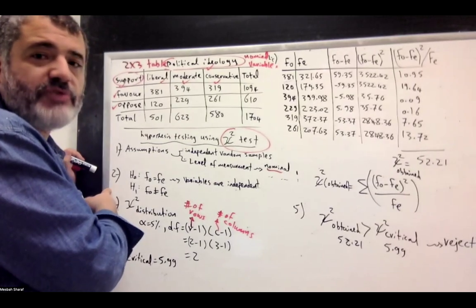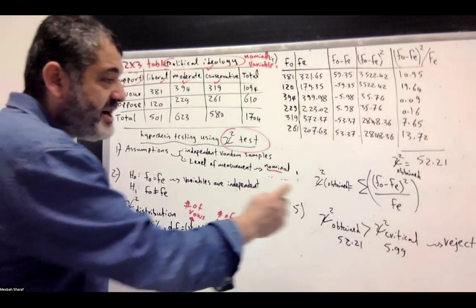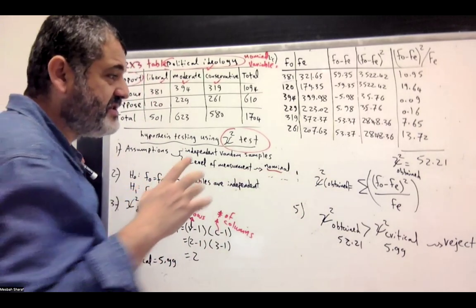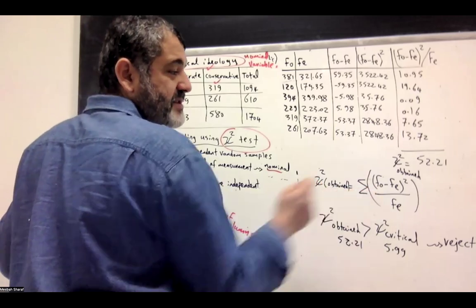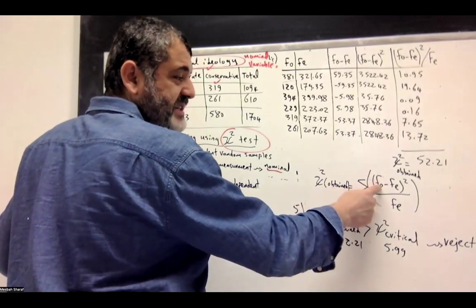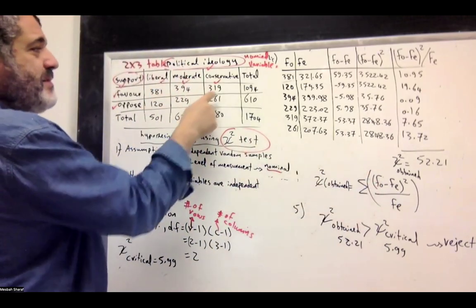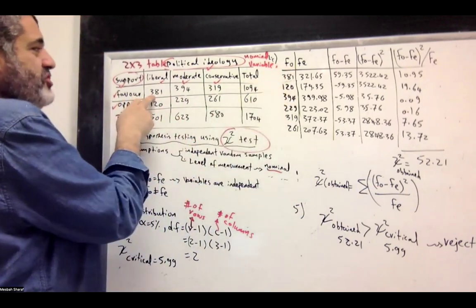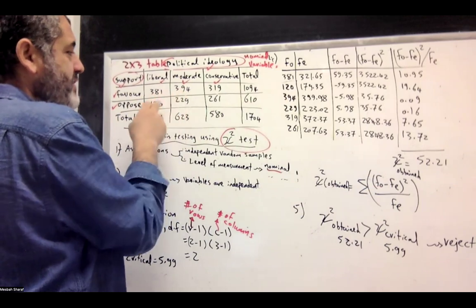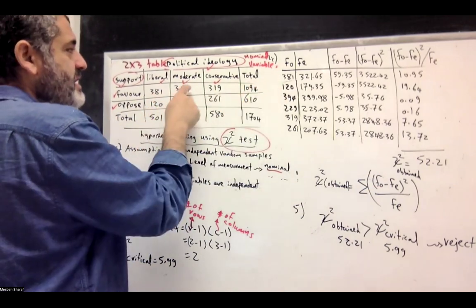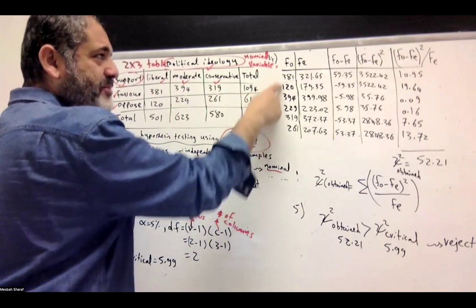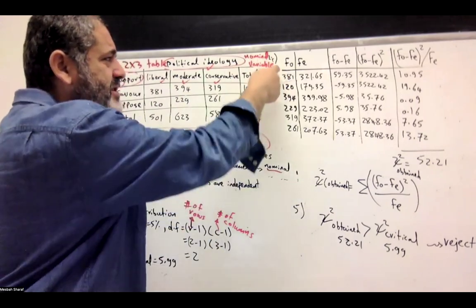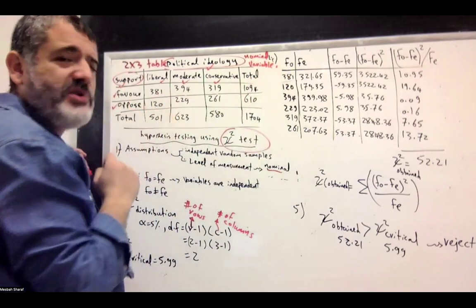So how to get the chi-square obtained? There is a formula for that that will be given in the formula sheet, which is going to be this one. FO, as I said, is the observed frequencies, which are these numbers: 381, 394, 381, 120, 394, 229. So I'm going to construct this table. This is what you did in your assignment. You put all the observed frequencies.